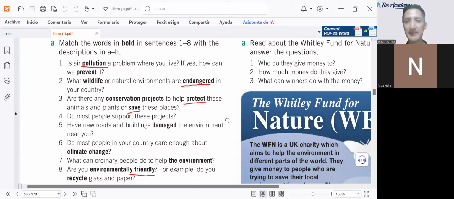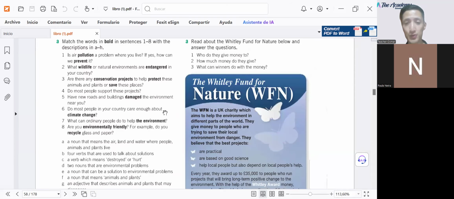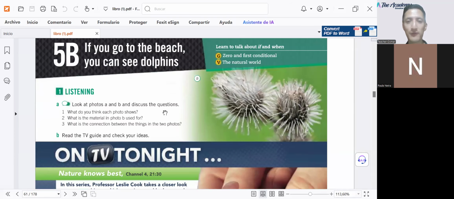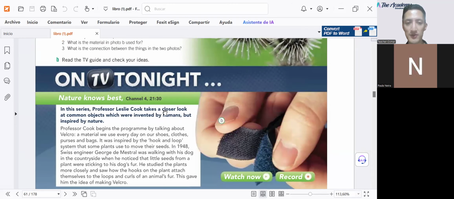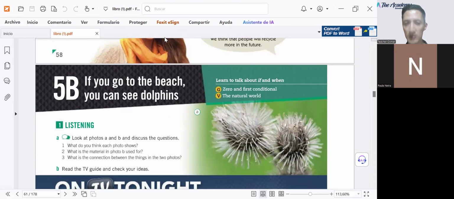Excellent. So, Paula, this is all vocabulary related to nature, to the natural world. And we are going to move to the next part in order to check the conditionals. You remember the conditionals, right? If. What is if? Si. For example, if you go to the beach, you can see dolphins. If you go to school, you have homework. And there you go. A conditional: remember, we have a condition and then a possible result, a possible consequence.